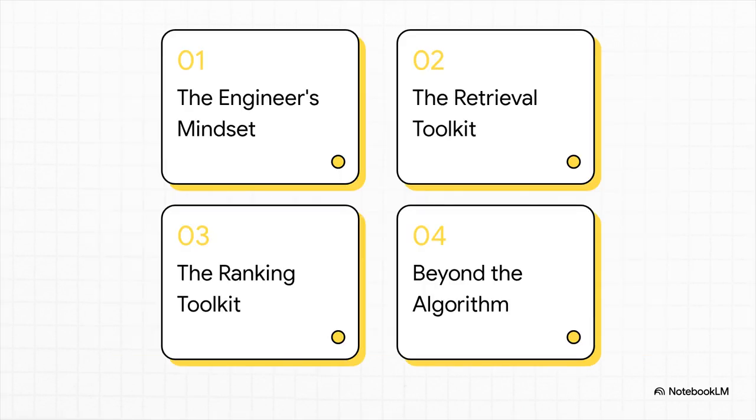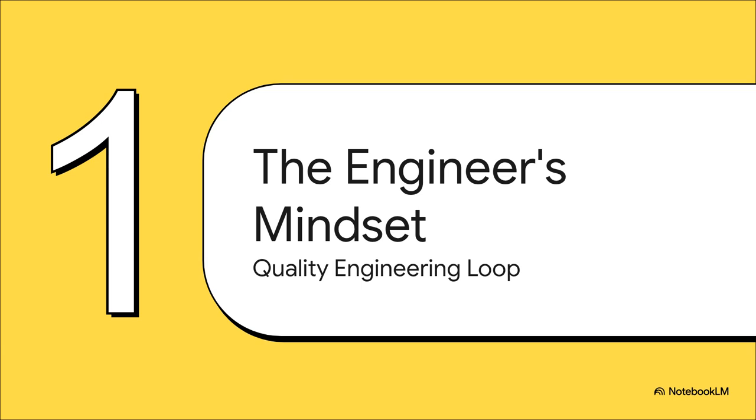So here's our roadmap. We're going to start with the most critical piece, the right mindset. Then we'll build up our technical toolkit, looking at retrieval first and then ranking. And we'll wrap it all up by tackling those really tricky system-level problems that always pop up once you've gotten the basics down.